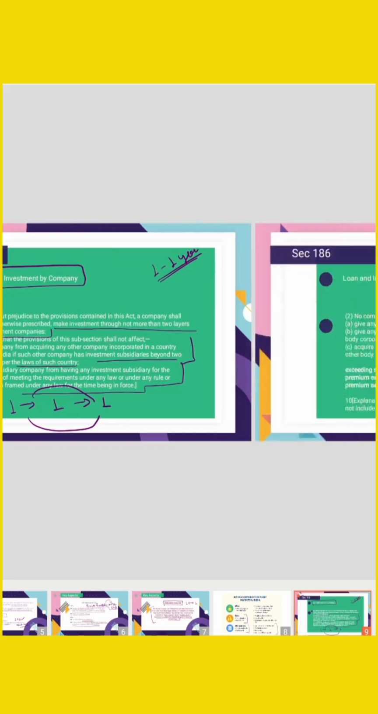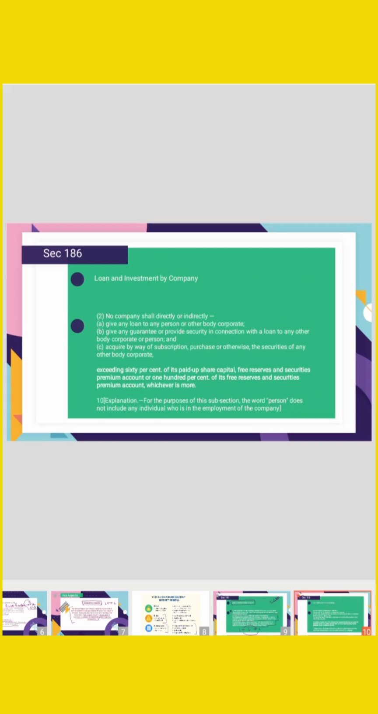Now the most important section, that is subsection 2. The company shall directly or indirectly, no company shall do it, that is, give a loan to any other person or body corporate, give any guarantee or provide security in connection with the loan to any body corporate or person, or acquire by way of subscription, purchase, or otherwise the security of any body corporate. Means no company shall give loans and advances to another company, or guarantee to another company, or acquire or purchase by subscription or otherwise the security, meaning equity shares, of another company.